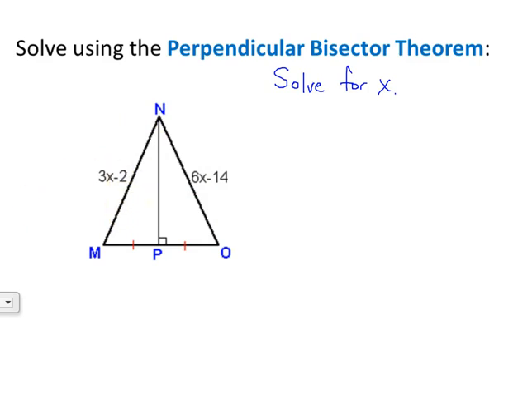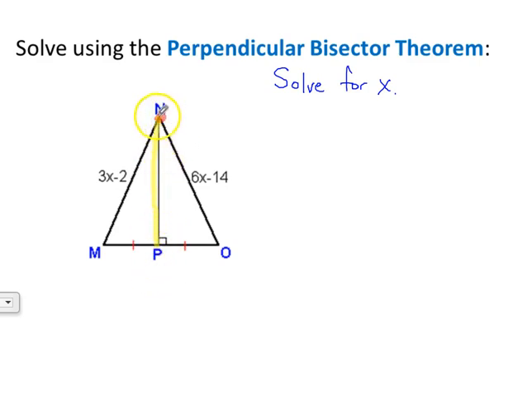Well, I just learned about the perpendicular bisector theorem. So point N lies on our perpendicular bisector. So remember, this line right here is our perpendicular bisector. Segment NP is our perpendicular bisector because it intersects segment MO. We know that because of the ticks here. We know that point P is our midpoint, and then it intersects at a right angle. So we know NP is our perpendicular bisector.